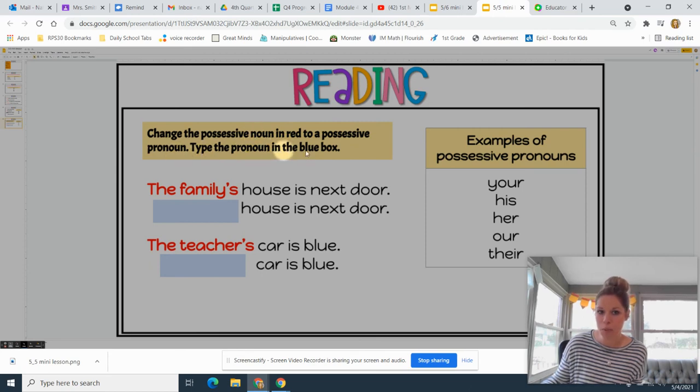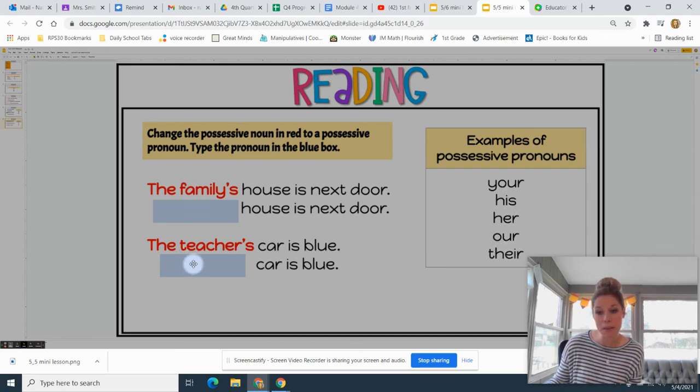Type the pronoun in the blue box. So here are your examples of the chart that we have here. Your, his, her, our, their. The sentence says, the family's house is next door. How would I change the family's into a pronoun? You're going to type that pronoun, one of these, in the box in blue. The teacher's car is blue. Blank car is blue. How would I change the teacher's into a possessive pronoun?